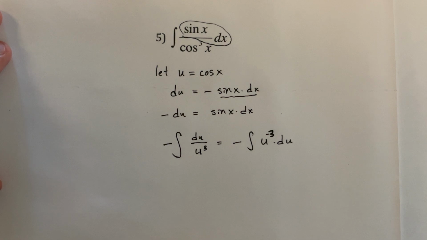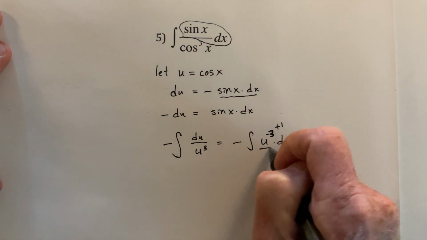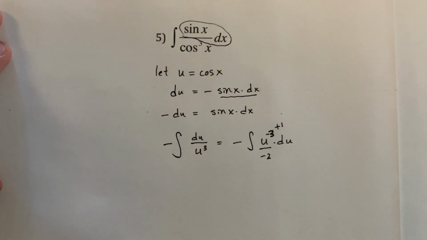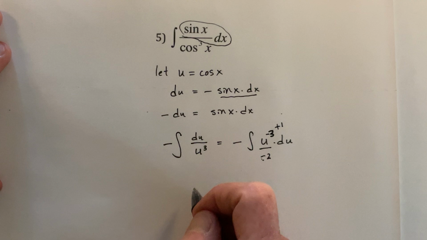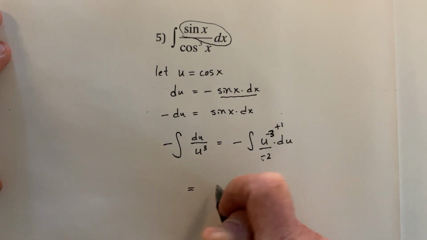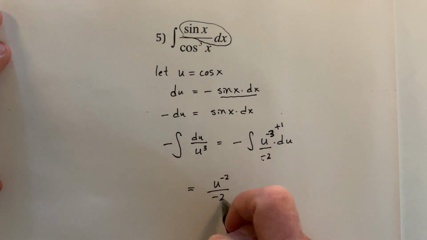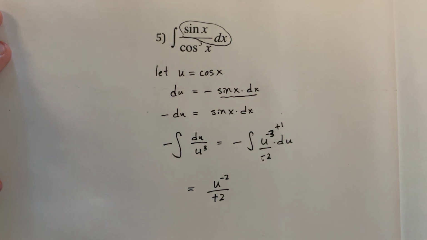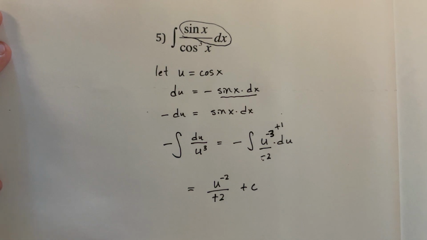And believe it or not, we're almost done. Add 1 to the exponent, that's going to be a -2, and divide by that -2. So these negatives will cancel, and it's then going to leave u to the -2 over -2. Oops, I forgot I canceled the negative, so this is now a positive. And then plus c.